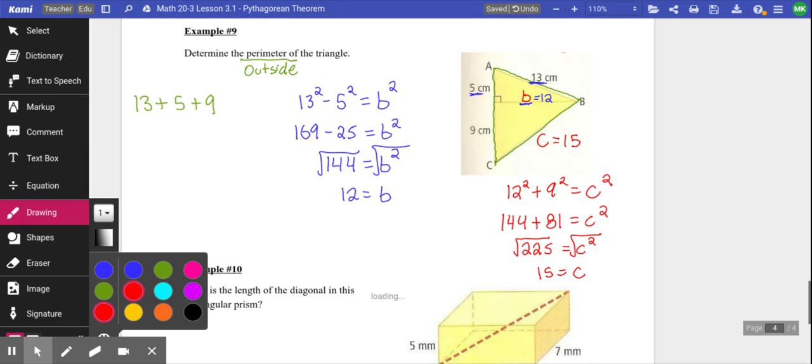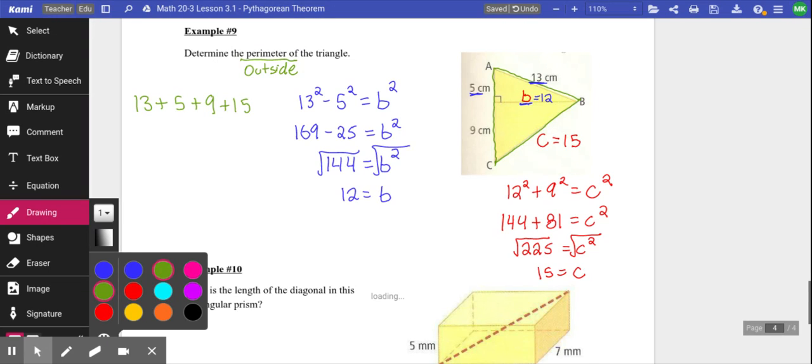So that means this missing side was 15. One of the trickier parts of this unit is answering the question. We just did a lot of Pythagorean theorem, but we haven't answered the question yet. The question said, what's the perimeter? So I have to use that number all the way back over here to calculate the outside of that big shape. So it was 13 plus 5 plus 9 plus 15, because that's the third side.